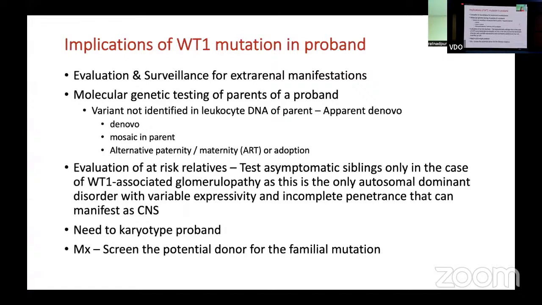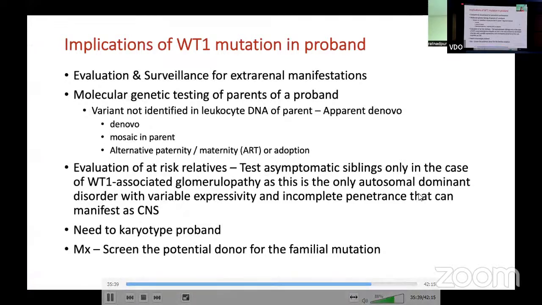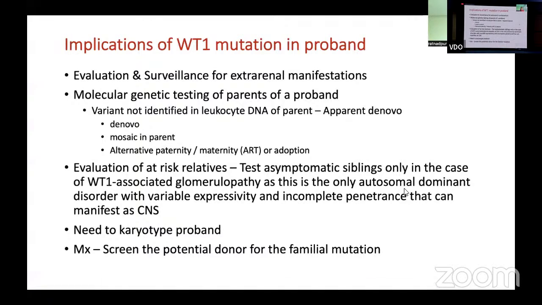So we've already discussed the implications of WT1 in the proband, and we just take it forward in an organized manner. So you know that you would want to do surveillance and evaluation in the proband for the extrarenal manifestations. Molecular genetic testing would be required for the parents because in most situations, it could be an apparently new variant that is present in the child.